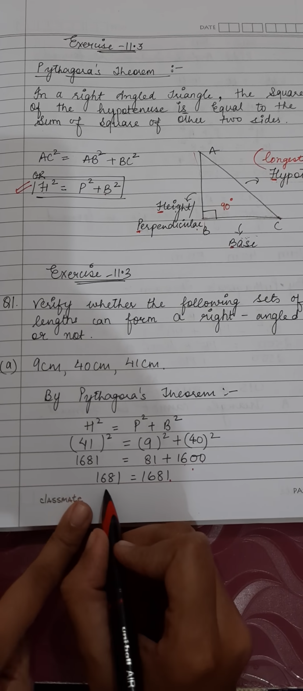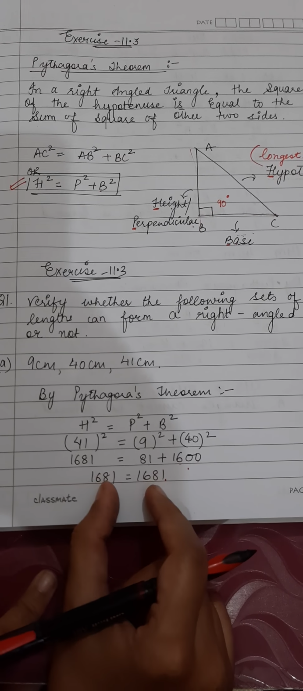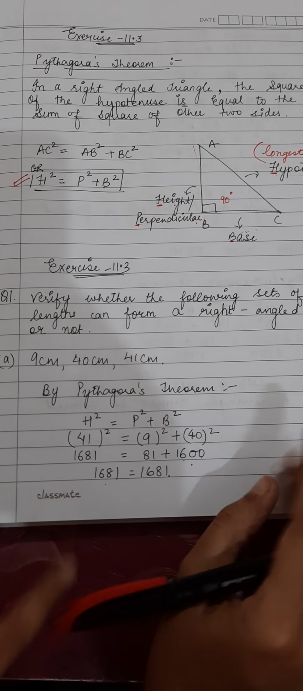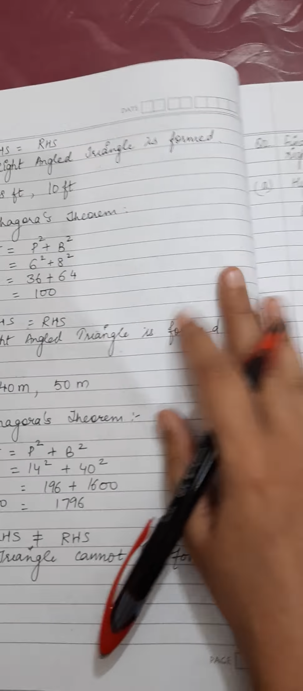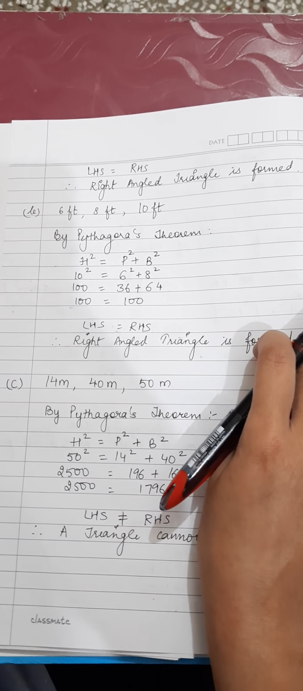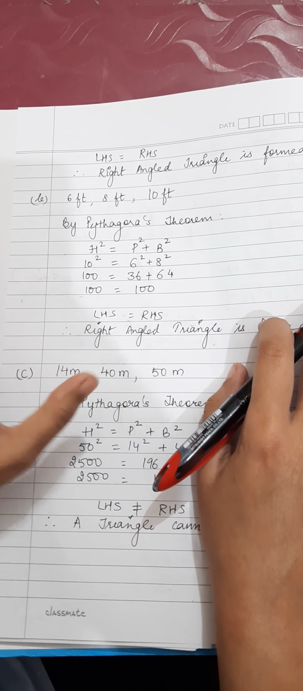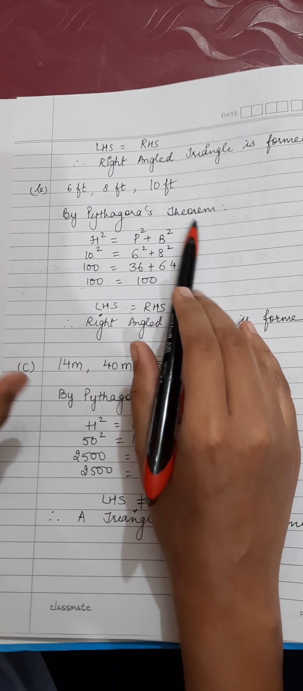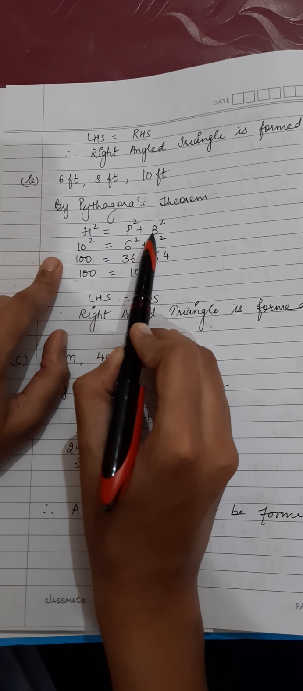So now you can see here that the left hand side is equal to the right hand side. When both these sides are equal, that means the Pythagoras theorem is satisfied. And when the Pythagoras theorem is satisfied, that means a right angle triangle is formed. Now similarly B part. In the B part, we have 6 feet, 8 feet and 10 feet. Again, you will apply the Pythagoras theorem. Pythagoras theorem is hypotenuse square equals perpendicular square plus base square.